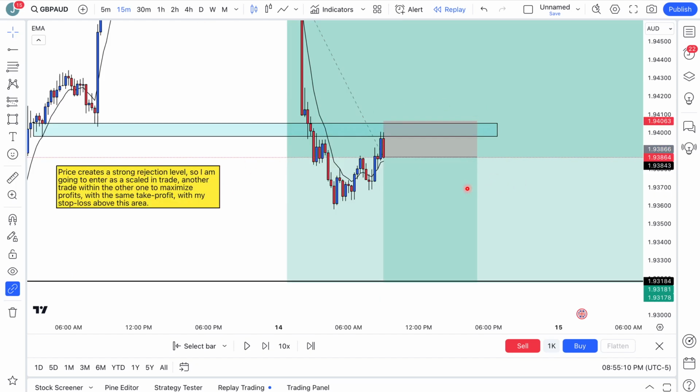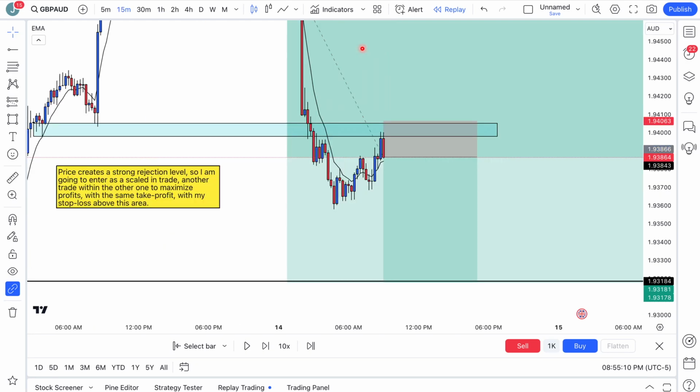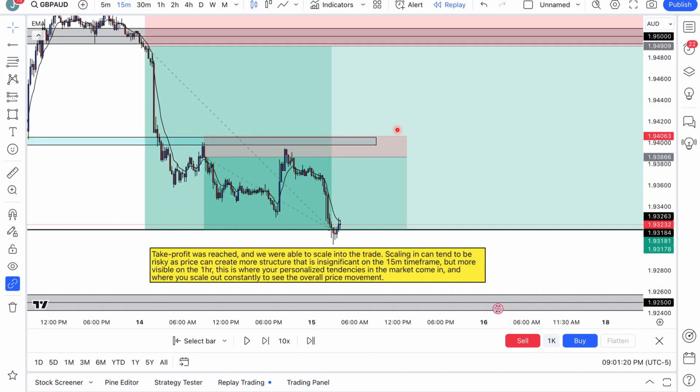Price creates a strong rejection candle, so I am going to enter as a scaled in trade, another trade within my main trade, which was this huge one here, which we entered at the key area with the same take profit, and my stop loss is above this area, so my risk is tight. So here we can see take profit was reached, and we are able to scale into the trade.